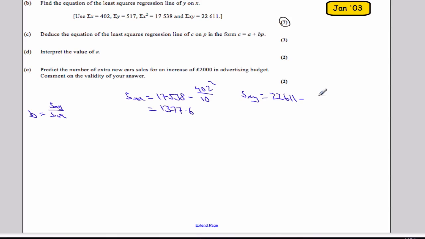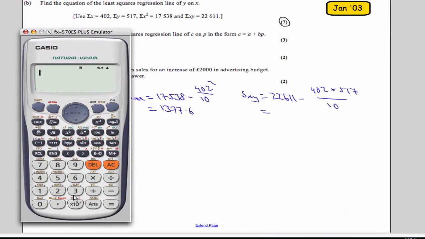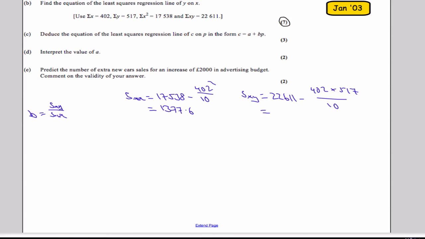I need Sxy now, and Sxy equals the sum of xy, 22611, minus the sum of x times the sum of y, 402 times 517 all over n, which is 10. So again, out with the calculator. 22611 minus 402 times 517 all over 10, and we get 1827.6. So now let's plug these values into the calculator.